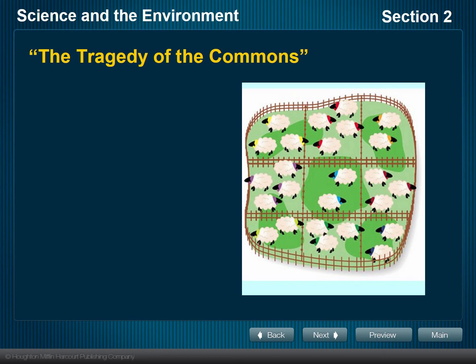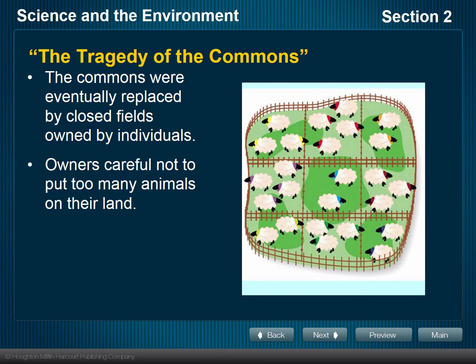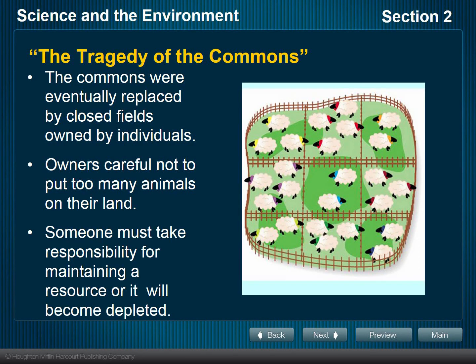The commons were eventually replaced by closed fields owned by individuals. Owners were now careful not to put too many animals on their land because overgrazing wouldn't allow them to raise as many animals next year. Hardin's point being that someone or some group must take responsibility for maintaining a resource or else it will become depleted.